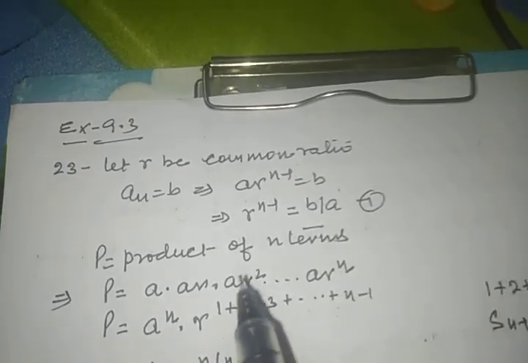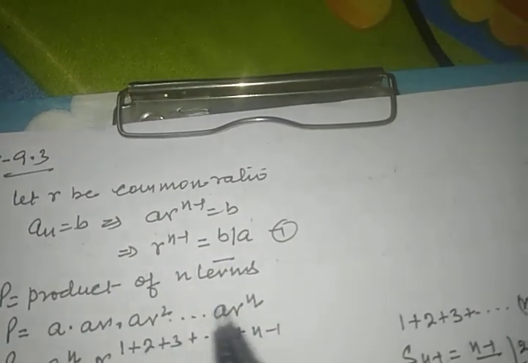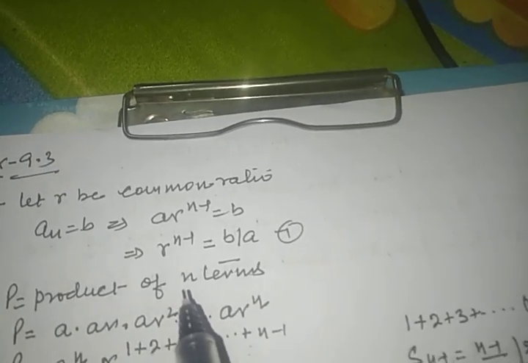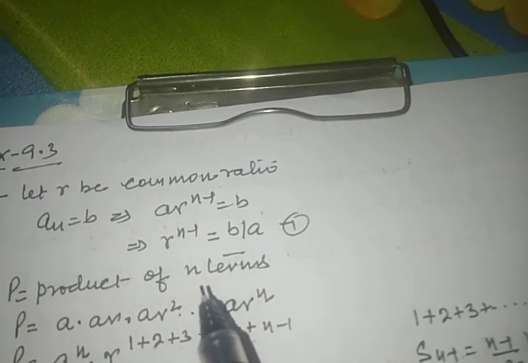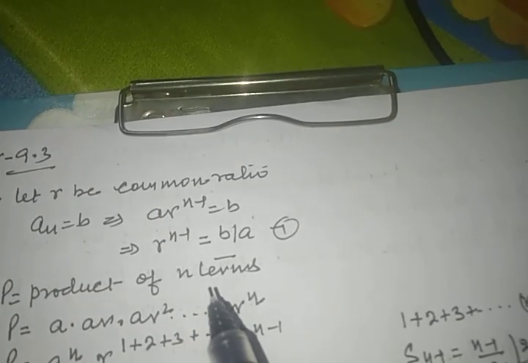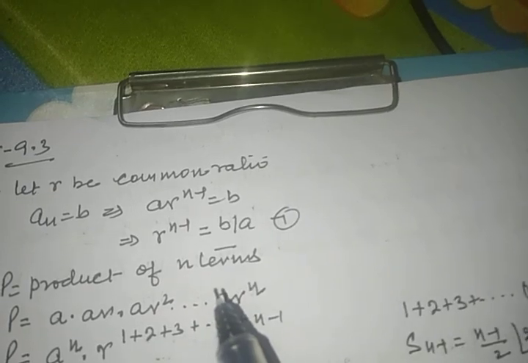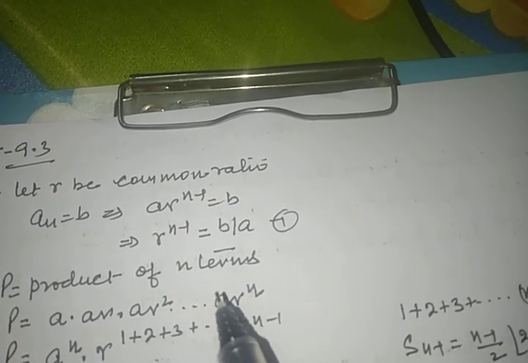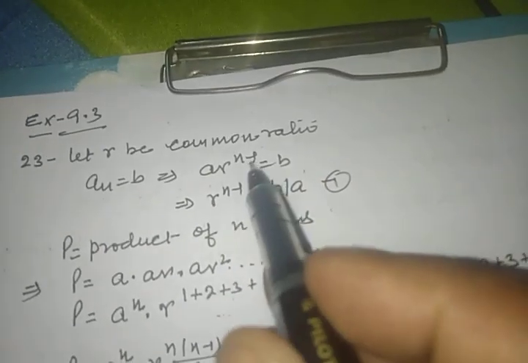Now see, this is exercise 9.3, question number 23. The question was: the first and nth term of a GP are a and b, and if P is the product of n terms, then prove that P square equals (ab) to the power n. So first and nth term: obviously the first term is a only, the nth term is b. So a_n is equal to b, that is ar^(n minus 1) is equal to b.